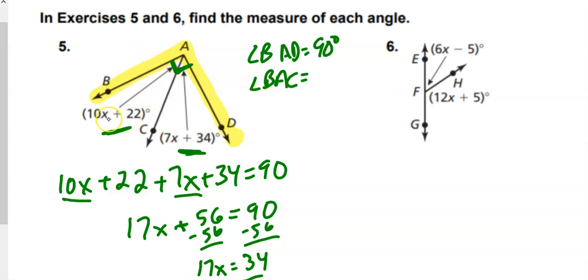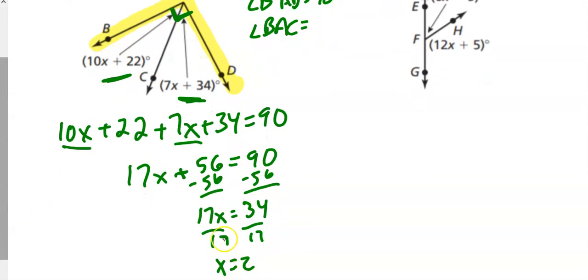And so we need to actually plug in. We got a value of x to be 2. So if we plug that in, so let me go ahead and erase that. So I'd get this to be 10 times 2 plus 22. So that's 20 plus 22. So this angle here, BAC, would be 42.